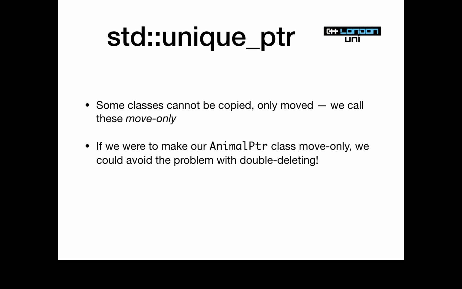And if we could apply these ideas to our animal smart pointer, we could solve the problem. Because the problem was when we copied an animal pointer, both of our objects thought they owned that allocation. But by using these move semantics, we can move the ownership, conceptually, of this allocation from one object to the other.